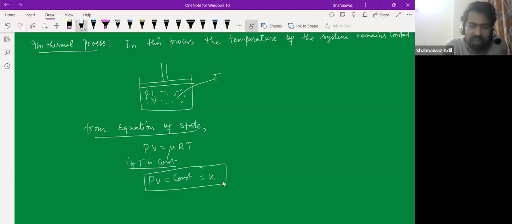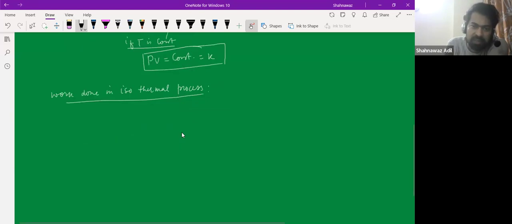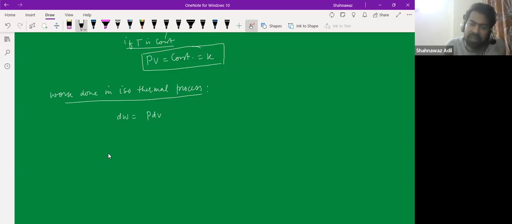So PV is constant. Now, what would be the work done in isothermal process? What we know is that the small work done is P dV, right? And if we want to calculate the work done, this would be simply the integration of P dV from V1 to V2. Am I correct? Yes, sir.